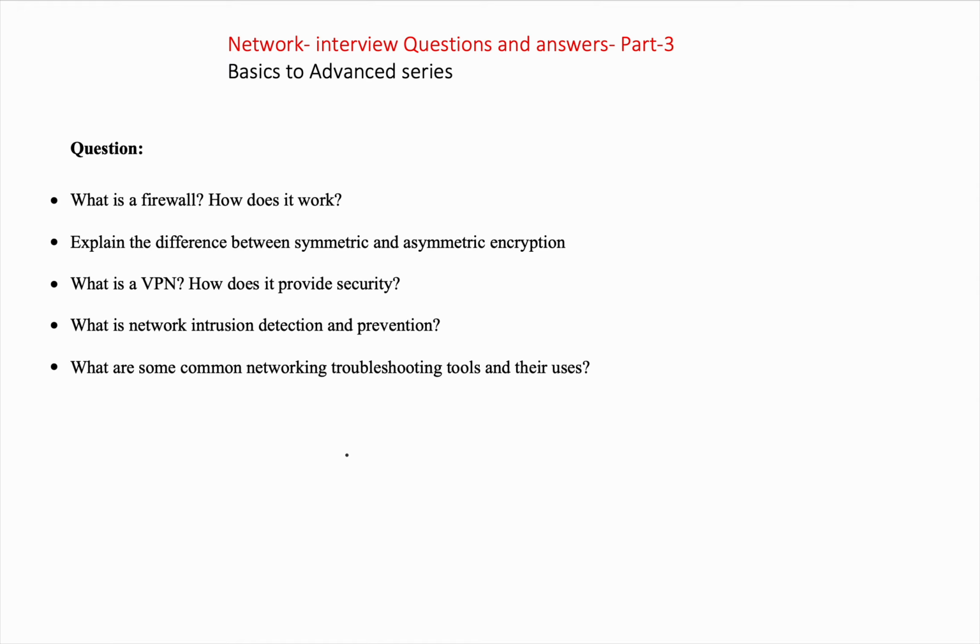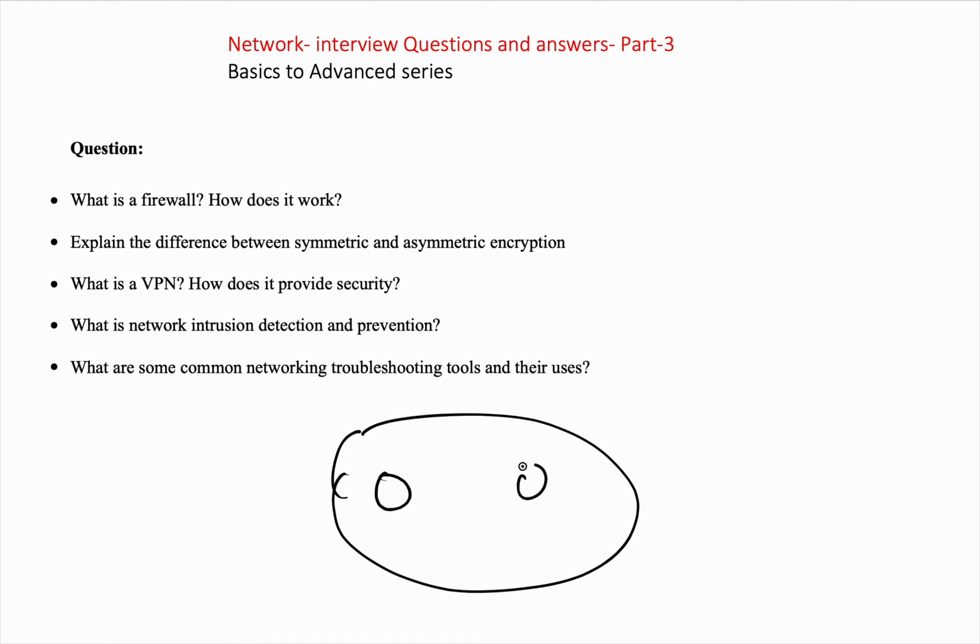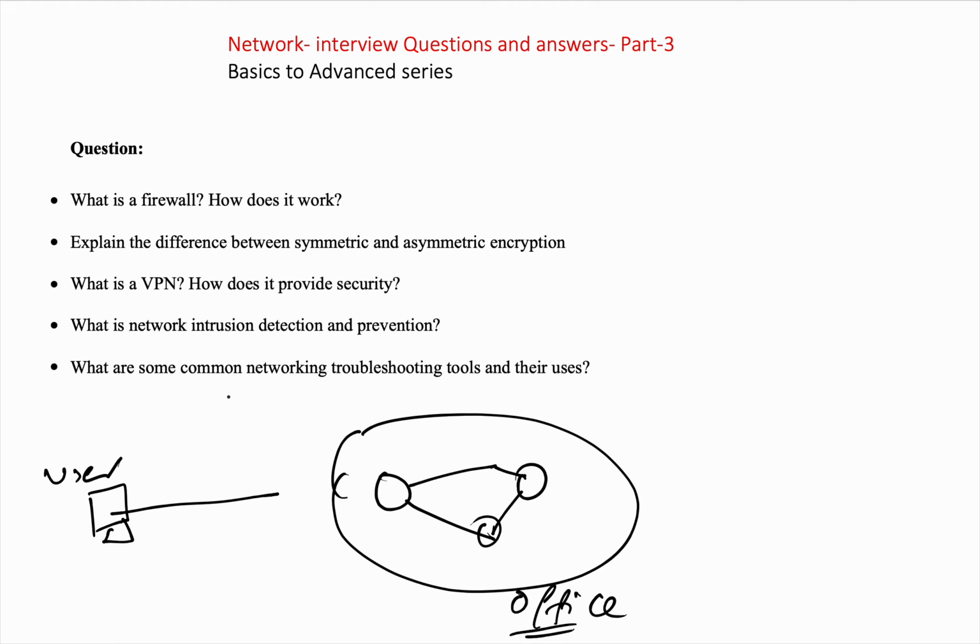So for example, this is your network. This is your internal network. These are the routers. And this is the external network. This is you, the user. And this is a different network, an office network. So we need to make sure the office network is secure, right? You need to make sure that security is there.